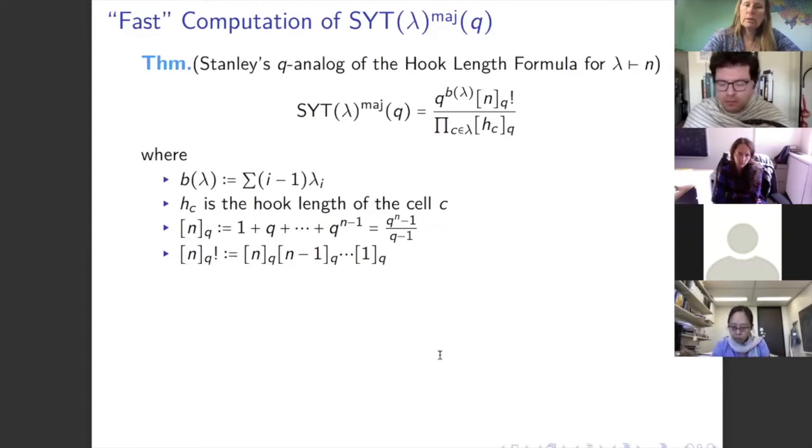So the q-analog of the number n is the polynomial 1 plus q plus q squared, dot dot dot, up to q to the n minus 1. So that's a polynomial that has exactly n terms in the sequence. So if I put in q equals 1, I get back the number n. I could also write that as q to the n minus 1 divided by q minus 1, right?